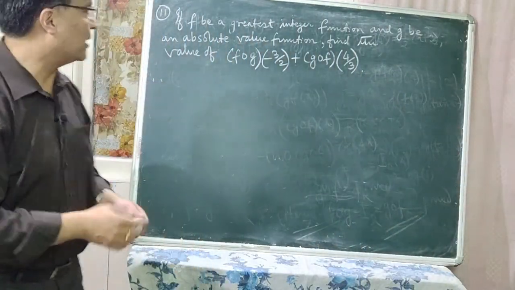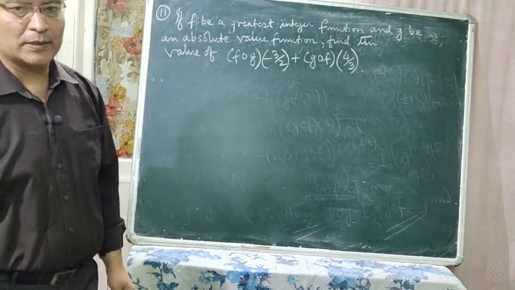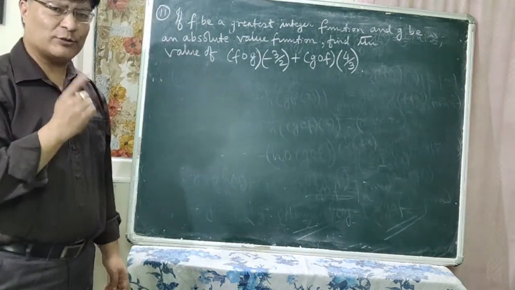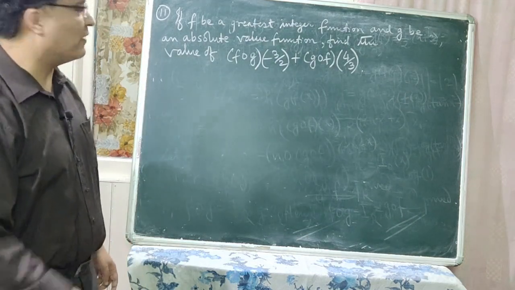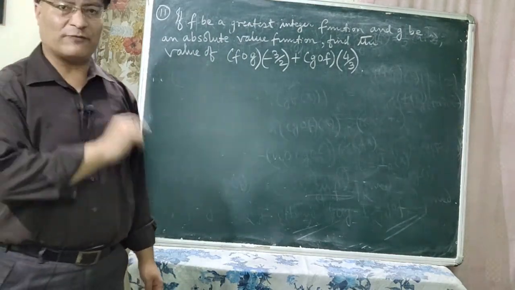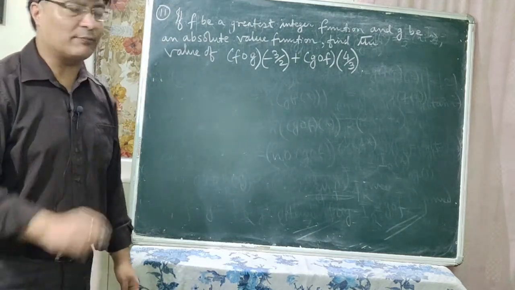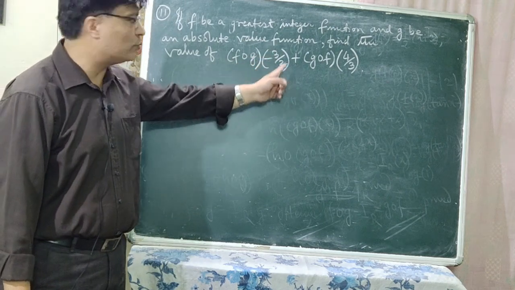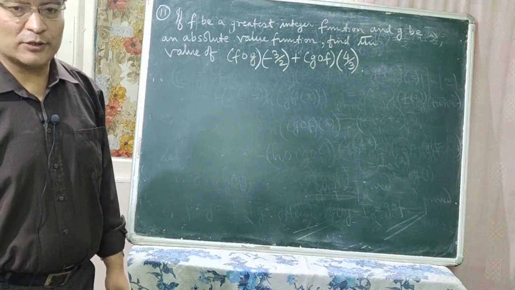So now we'll do the next question. If f be a greatest integer function, it is given that f be a greatest integer function, so you should know the meaning of greatest integer function, and g be an absolute value function. g is an absolute value function, means it is a modulus function. You have to find out the value of (f∘g)(-3/2) + (g∘f)(4/3). So I think you have understood the question.